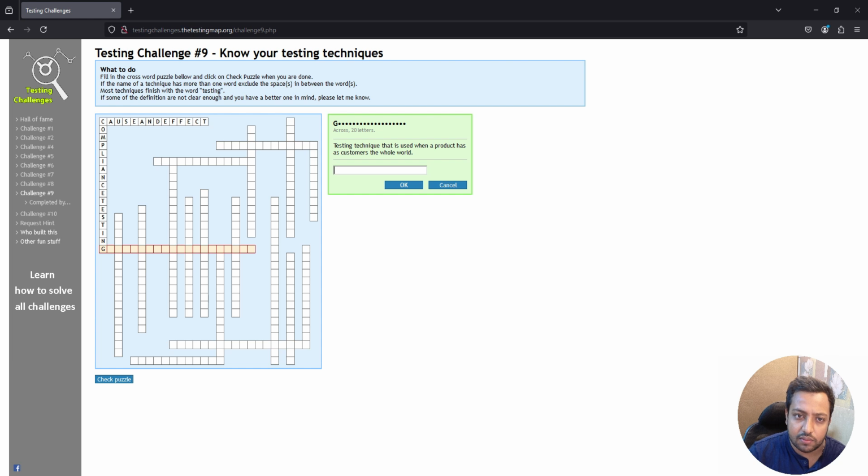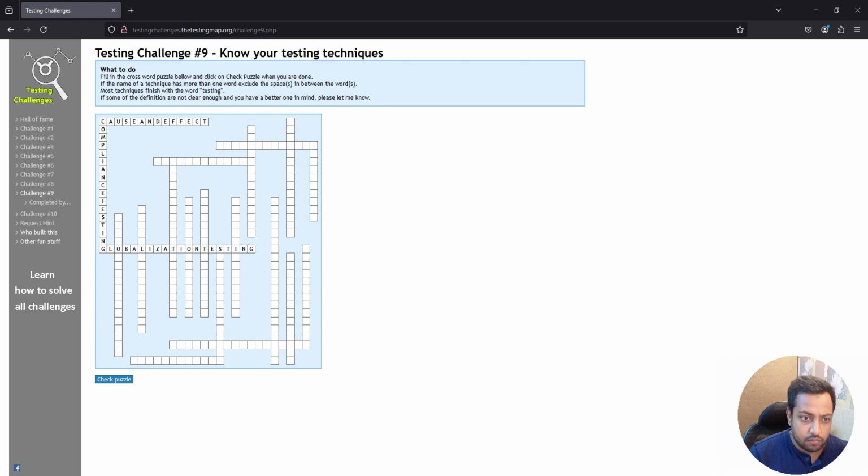The third one. This starts with G. It says testing technique that is used when a product has as customers the whole world. So if there are customers around the world, it is around the globe. When you talk about the globe, the thing that comes to mind is globalization testing. Let's try that. Perfect. Let's pick the next one.